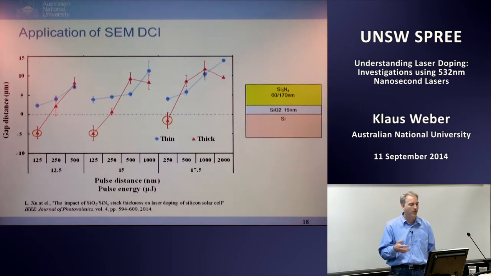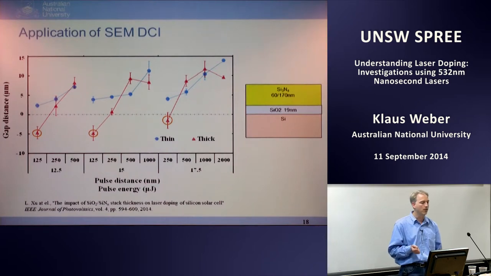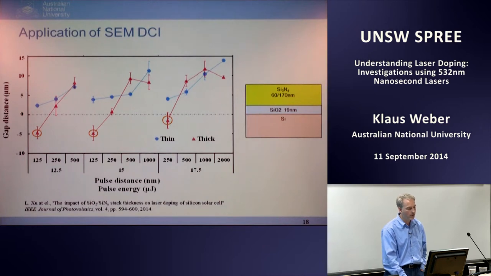But it's quite obvious that in principle it is possible to get the result that we want. We can get this diffusion, this doping, to extend underneath the dielectric. But it's also very easy to get the reverse. And if we get the reverse, it's almost guaranteed that we won't be able to make a good cell. So we certainly have to be very careful in choosing our laser parameters.